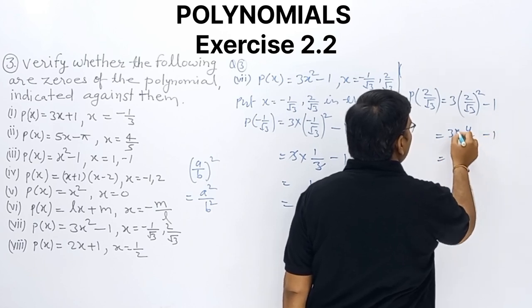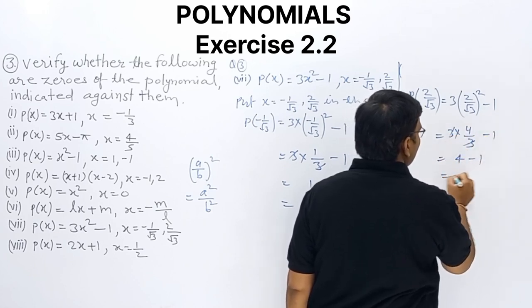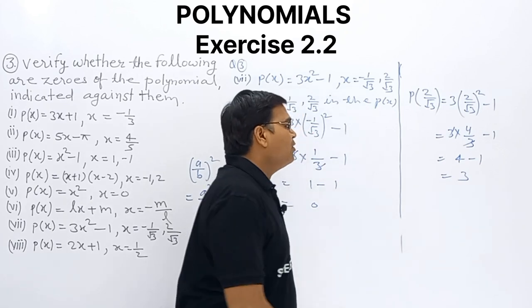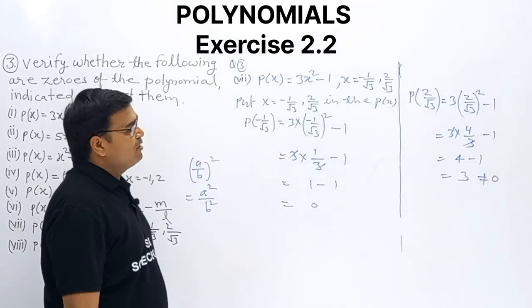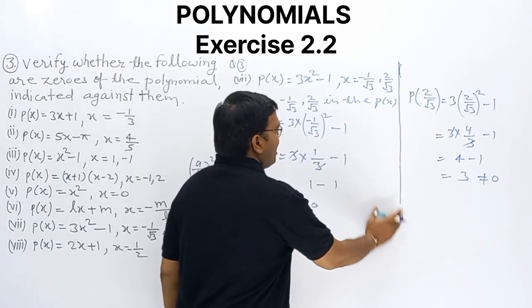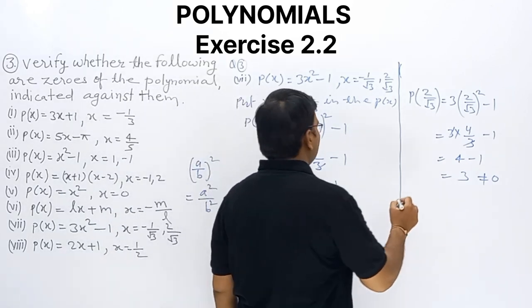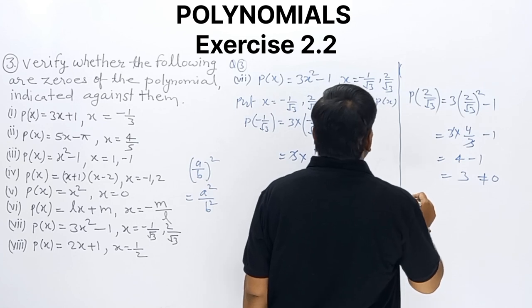Minus 1. Solve this one, both will be cancelled. 4 minus 1, this will be what? 3. And this is not equal to 0. This one is not equal to 0. So what can we say? What will be our conclusion?